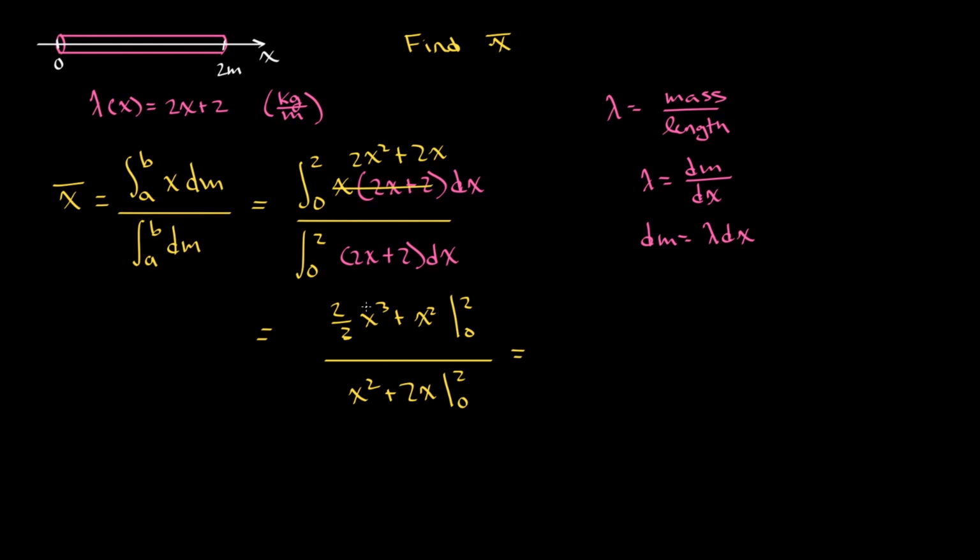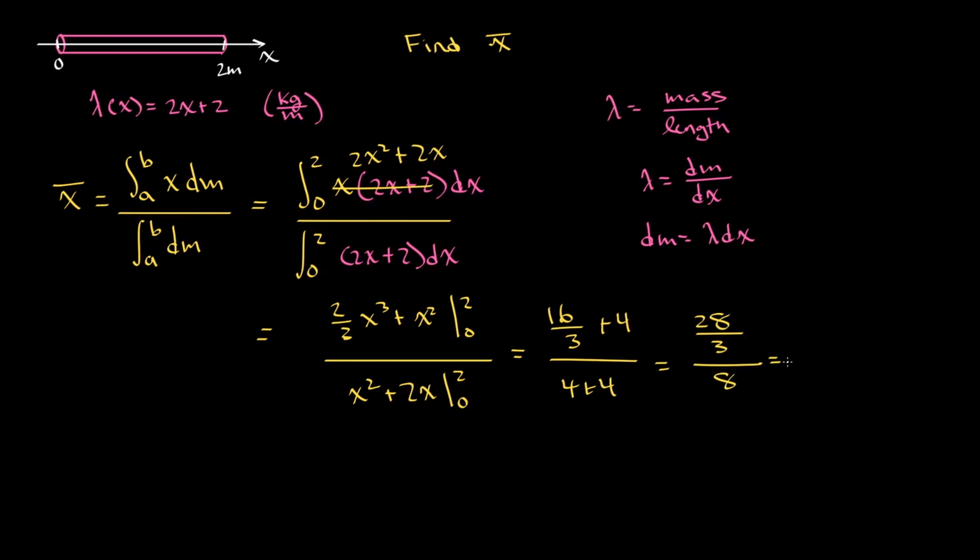So what do we get? Let's see, 2 cubed, that's going to be 8, so that's 16/3 here, and then we have plus 4, and everything evaluated at 0 is just 0. So that's what we have in our numerator. And then the denominator, we have 4 plus 4, and that's going to be 8. So we can get a common denominator of 3, so that's going to be 12. So this is 28/3 in our numerator here, and then our denominator is 8.